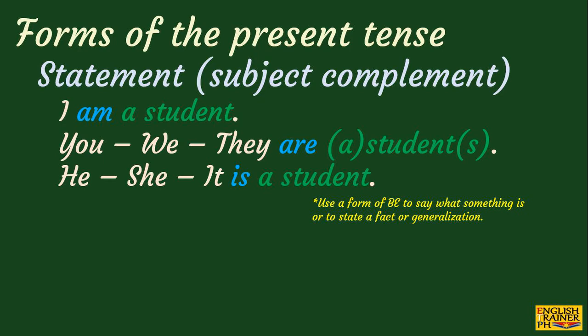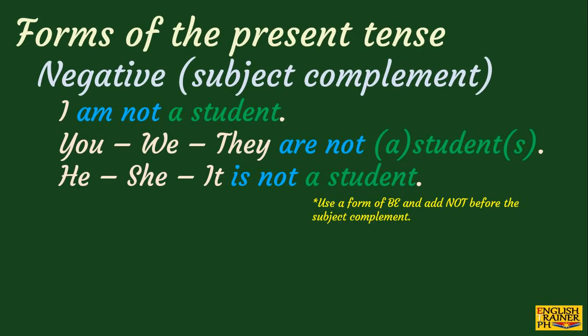For you, we, and they, we need to change be into the plural form, which is are. So, we are students. He, she, and it requires a form of be that is singular. So, instead of are, we can say is. Plus a subject complement, I can say it is expensive. Danny is worried about the test. In plural form, we can say we are worried, they are hungry, or we are students, they are teachers.